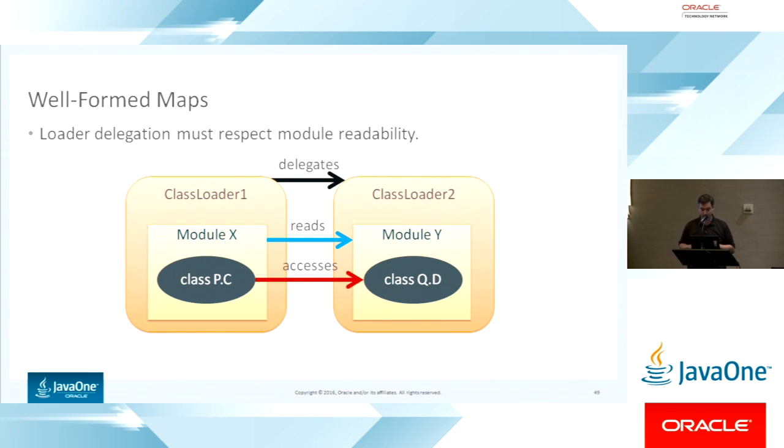The mapping from modules to loaders has another constraint that's not practical to check, though, because it concerns how loaders behave at runtime. It's that the loaders must delegate to each other in accordance with the reads edges of the module graph. The reason is obvious. If module X reads module Y, then in order for X's classes in one loader to access Y's classes in another loader, X's loader must delegate to Y's loader just to find the classes, even before you can start worrying about access.